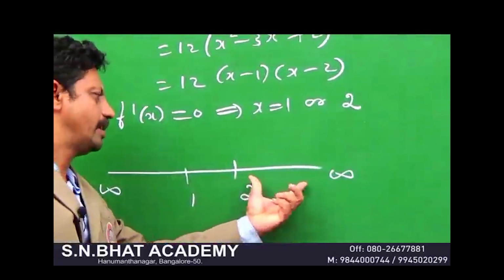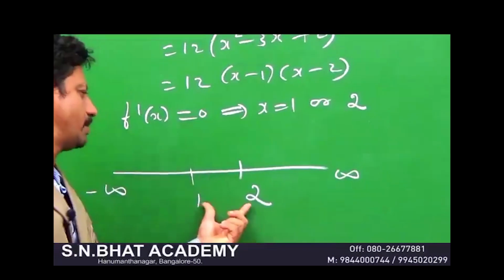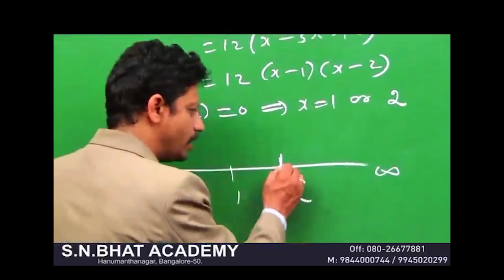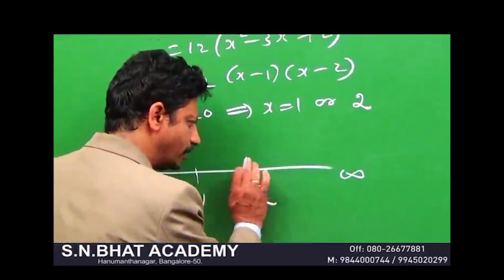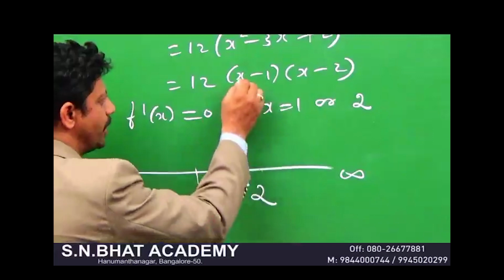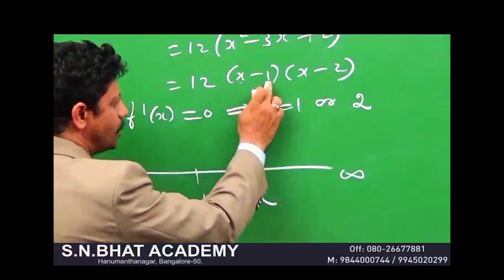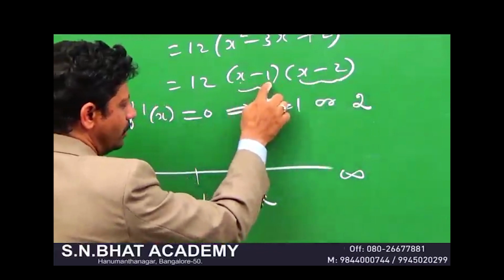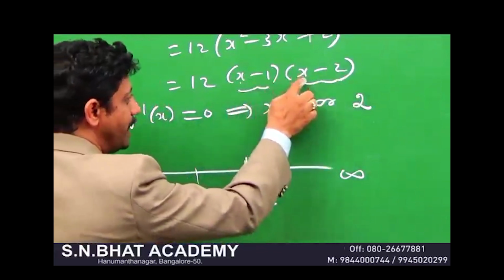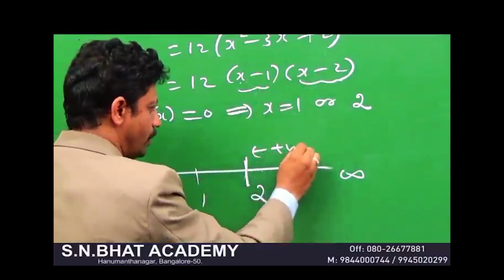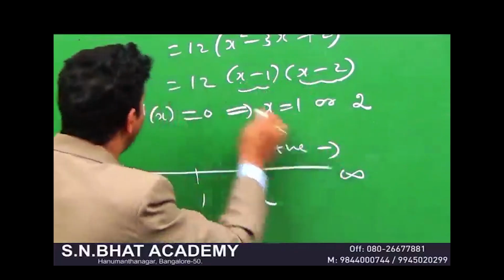Here all the numbers are greater than 2. Here the numbers lie between 1 and 2. Here the numbers are less than 1. So suppose we substitute a number greater than 2, say 3. 3 minus 1 is 2. 3 minus 2 is 1. 3 minus 1 is positive. 3 minus 2 is also positive. Positive into positive is positive. In this entire interval f dash is positive.